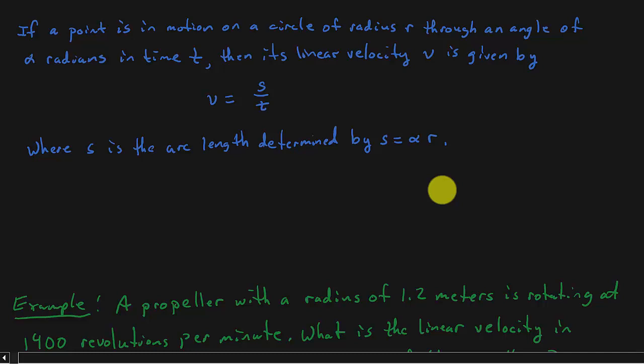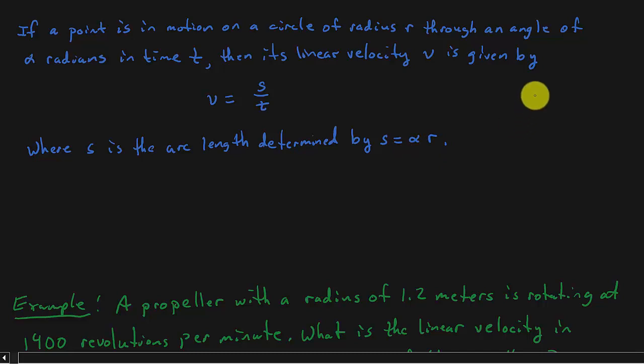That's the only difference. It's a different formula. All right. So if a point is in motion on a circle of radius r through an angle of alpha radians, important again, notice your angle is in radians, in time t, then its linear velocity v is given by the linear velocity is equal to s over t, where s is the arc length. And you know from previous sections in trig that your arc length is alpha times r. It's the angle times the radius.